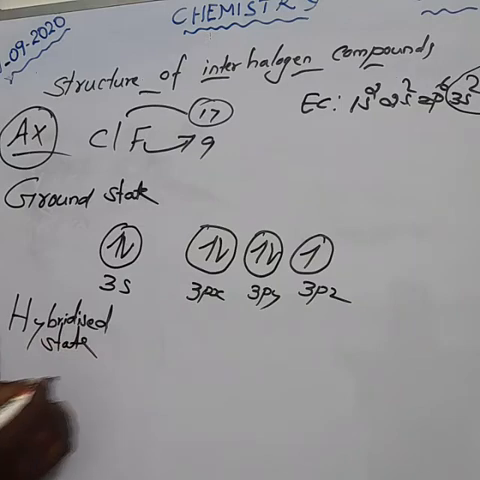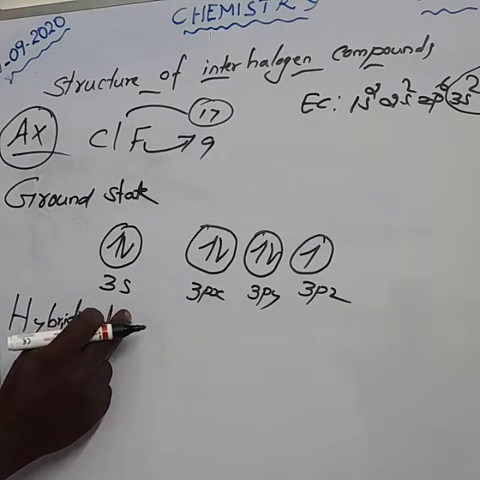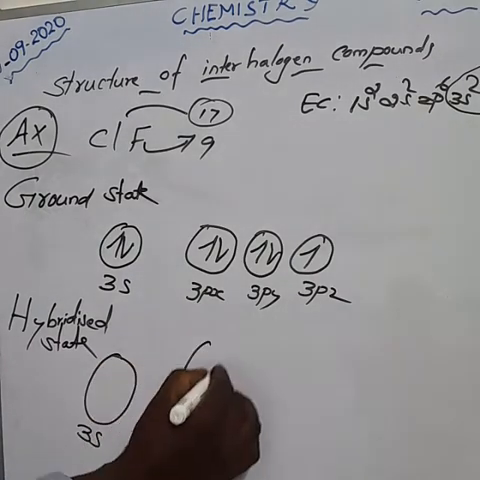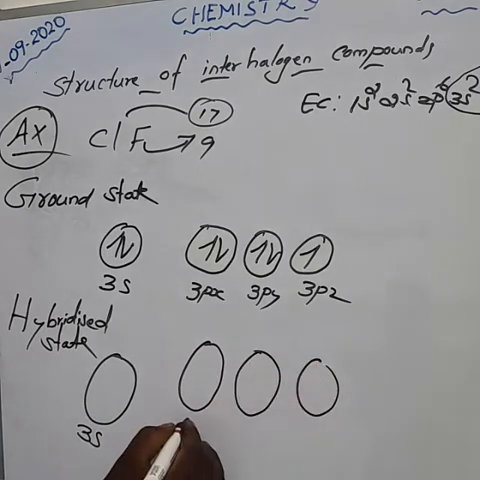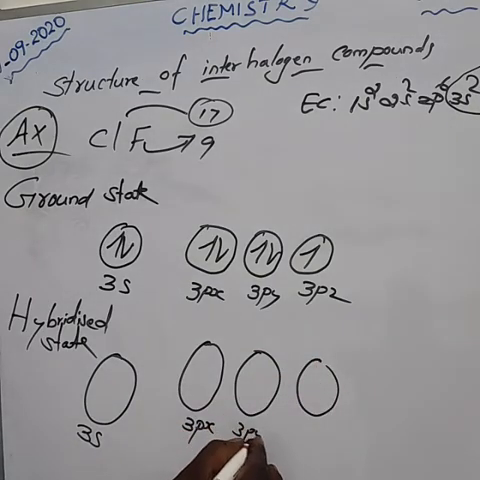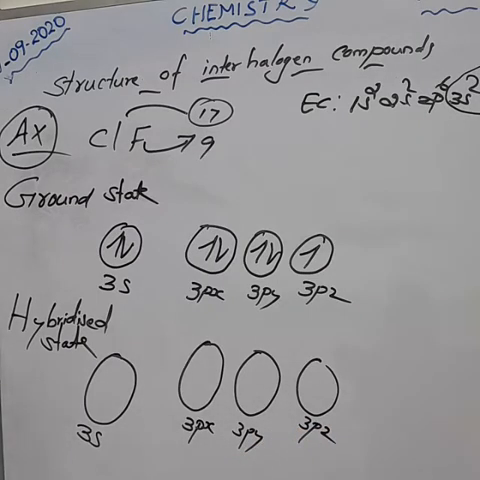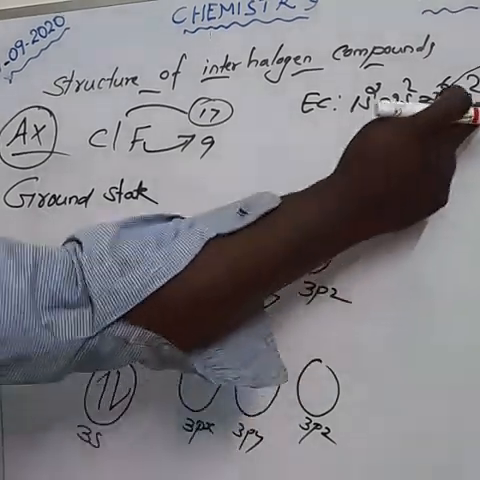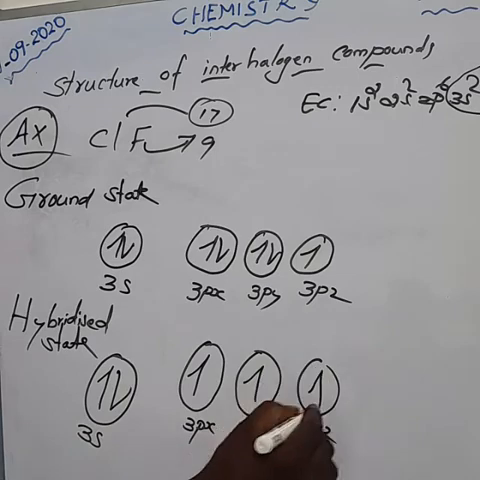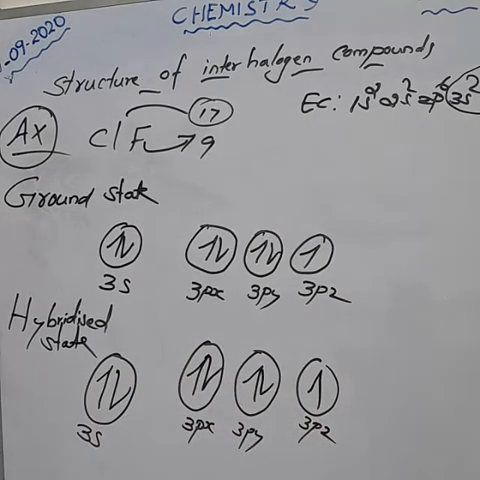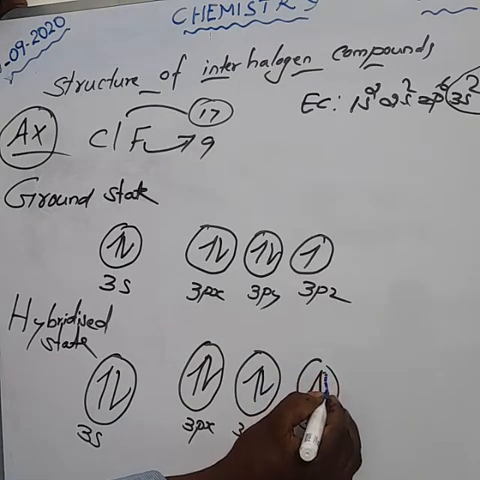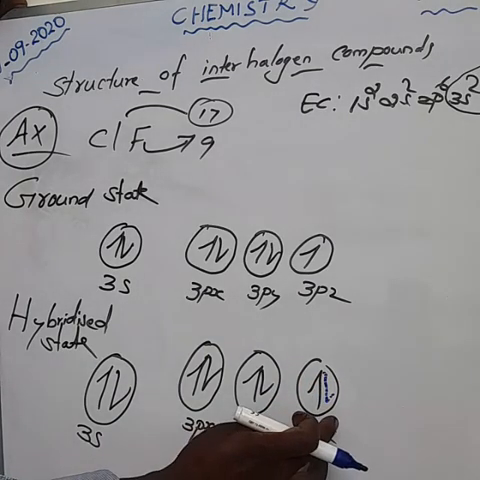In the hybridized state, again write the 3s orbital and 3p, that is 3px, 3py, 3pz. 3s has 2 electrons, and 3p has 5 electrons: 1, 2, 3, 4, 5. The last one has one vacant orbital, and the fluorine will be joined there. Here the fluorine is attached.